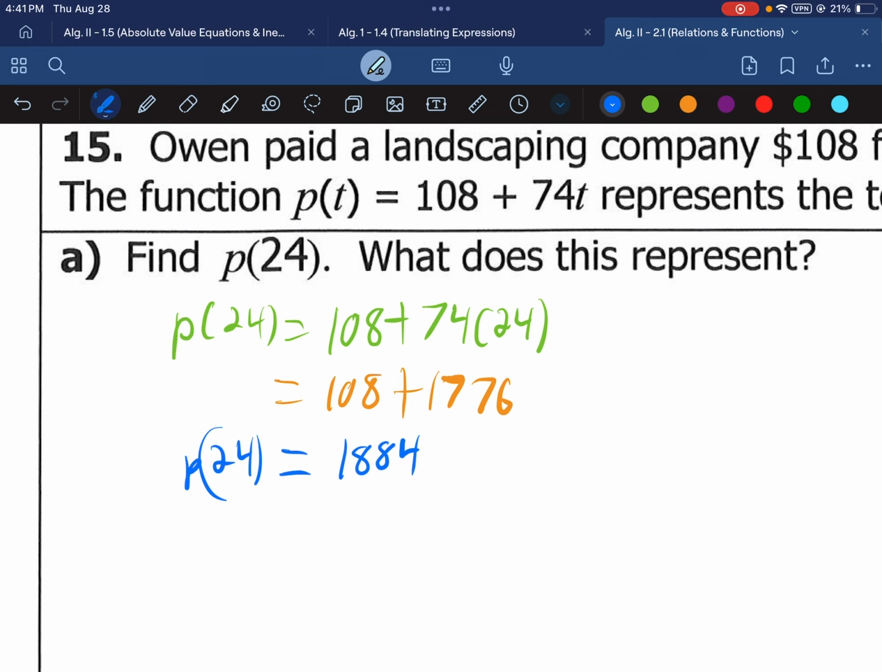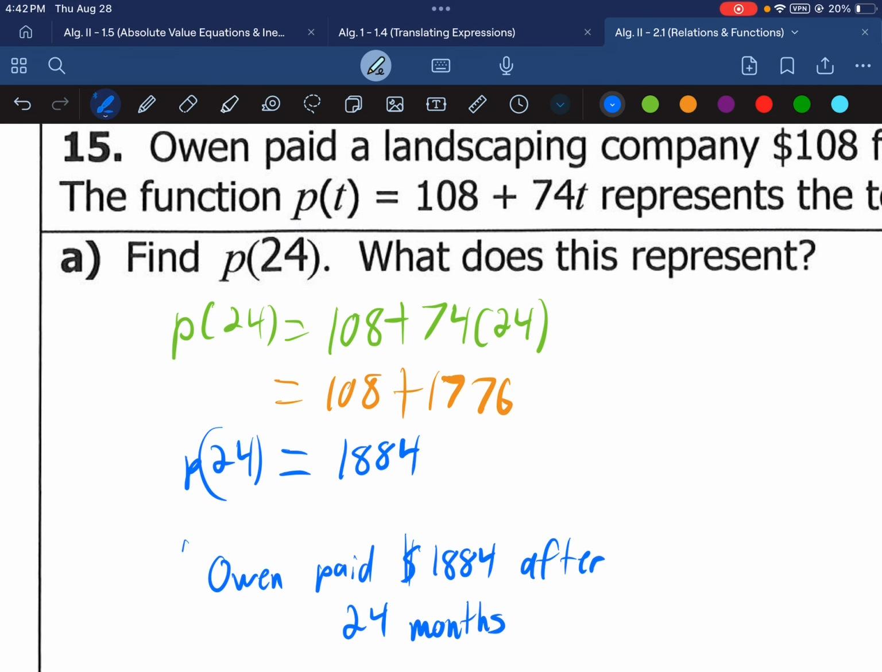Now it asks specifically, what does this represent? So it represents that Owen paid $1,884 after 24 months, aka 2 years.